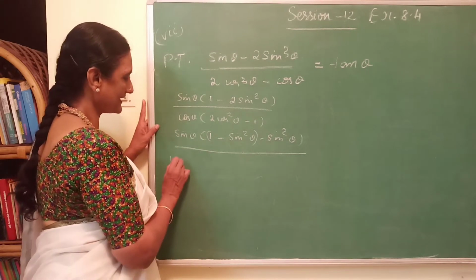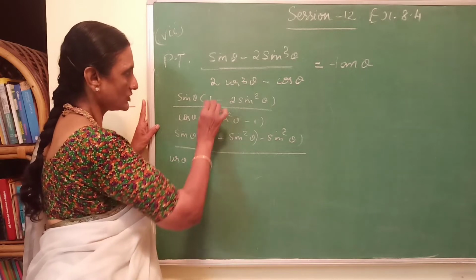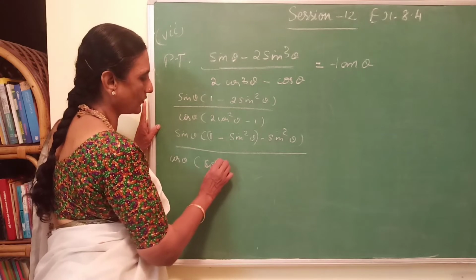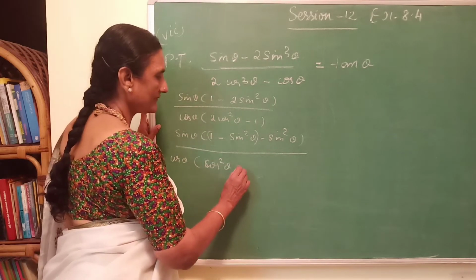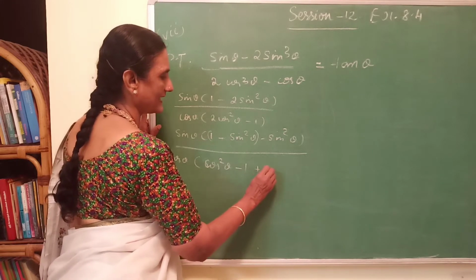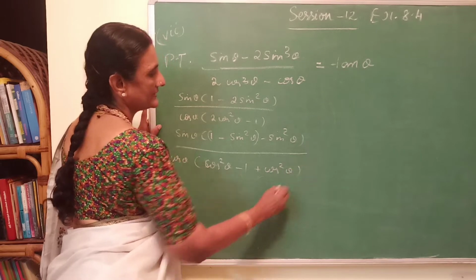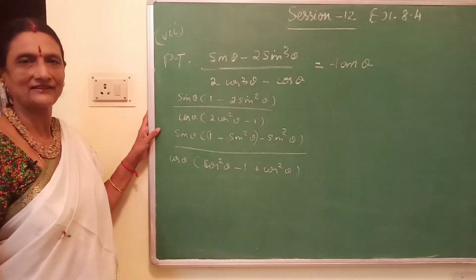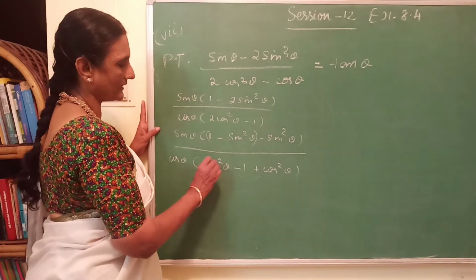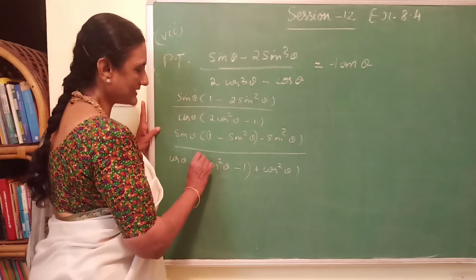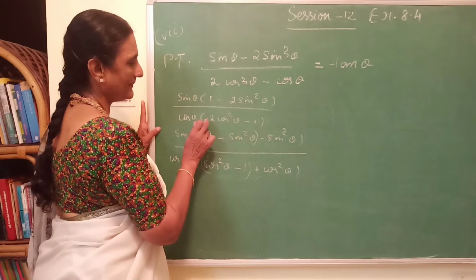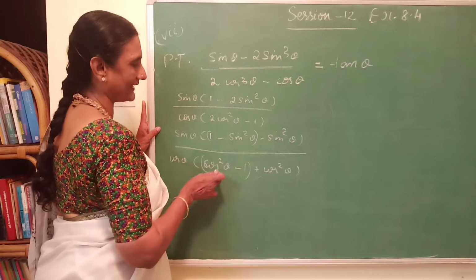For the denominator, I have got cos theta out. 2 cos square theta can be split in this manner as (cos square theta minus 1), and there is one more cos square theta. So this is one act of simplification, that's all. Here I have enveloped cos square theta minus 1 as one particular bracket, and there is one more cos square theta, because here there are 2 and 1 I have taken like this.